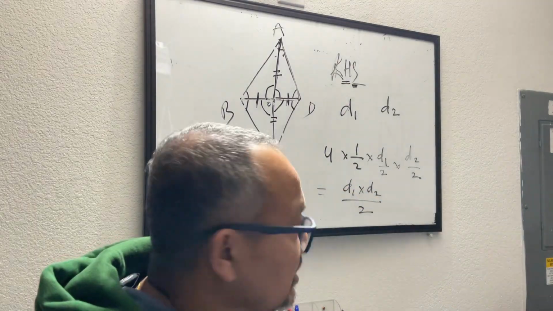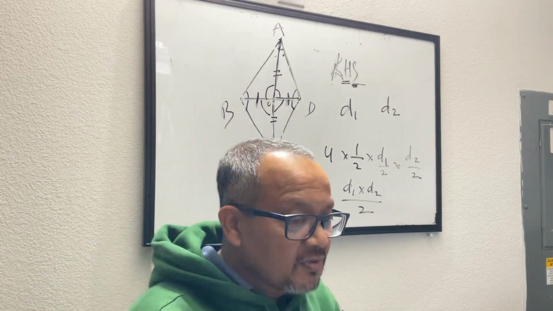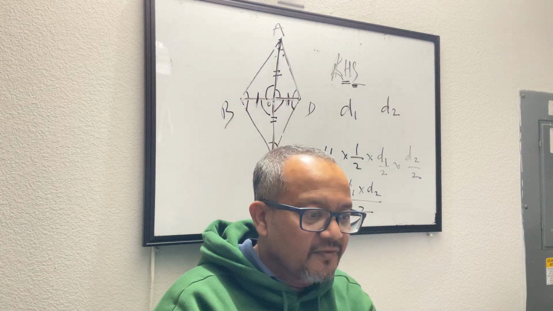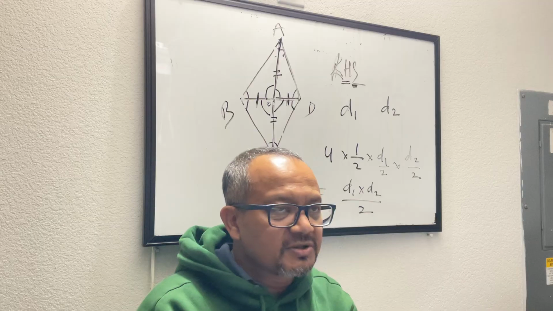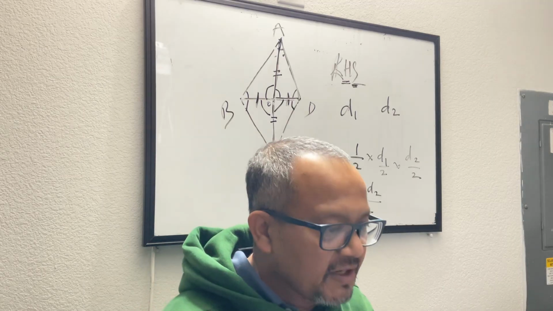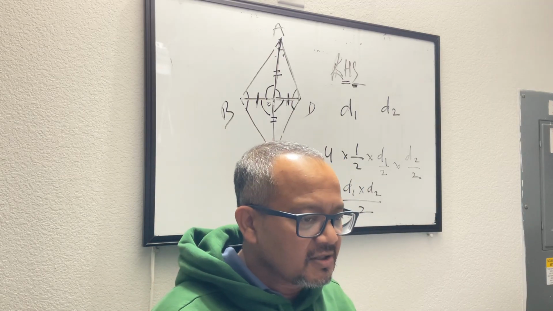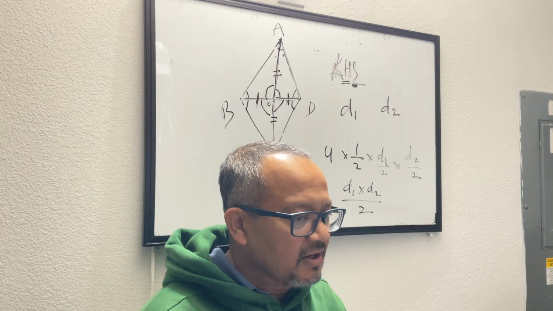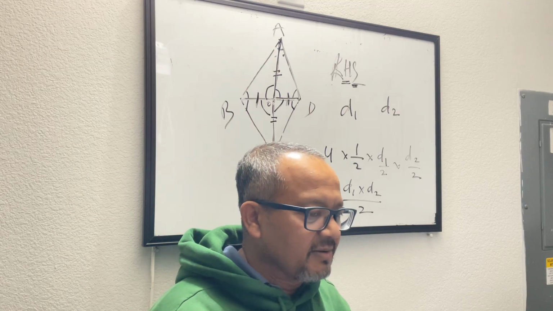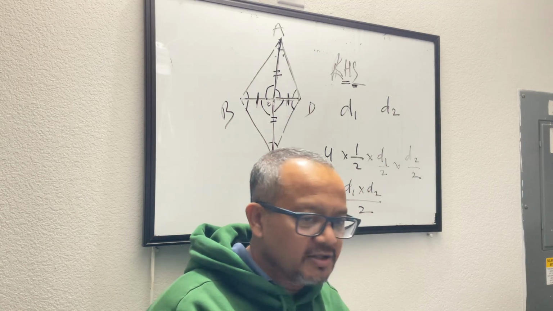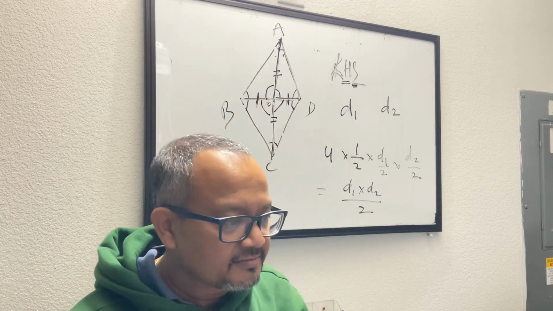This whole calculation becomes your formula for area of a rhombus. Area of a rhombus is half into D1 into D2, where D1 and D2 are two diagonals. And I am pretty sure everybody is wondering how come all this happened. Yeah?